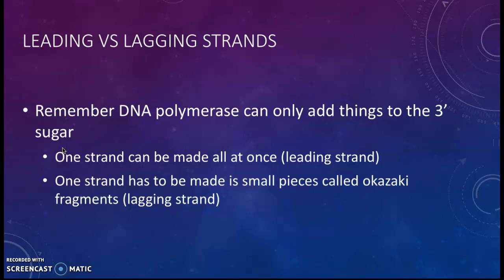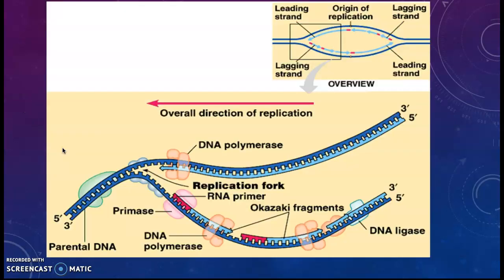RNA polymerase adds in a bunch of RNA primers as helicase opens the strand up, and then DNA polymerase adds in the DNA bases a couple at a time. This is where finally our enzyme ligase comes into play. Ligase is responsible for stringing together these Okazaki fragments. As we can see here, the leading strand is made all at once. The new DNA strand is made 5' to 3'.